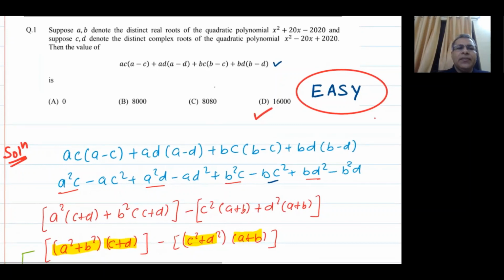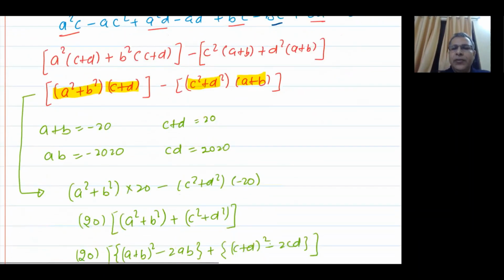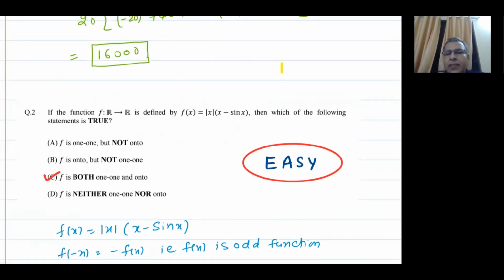Now, next, question number 2. This is also an easy category problem. The question is: if the function f from R to R is defined by f(x) equal to modulus x into (x minus sin x), then which of the following statements is true? f(x) is one-one but not onto, f(x) is onto but not one-one, f(x) is both one-one and onto, or f(x) is neither one-one nor onto.